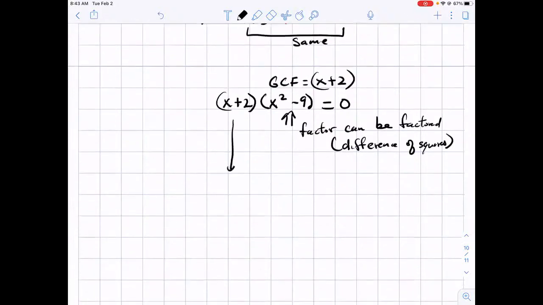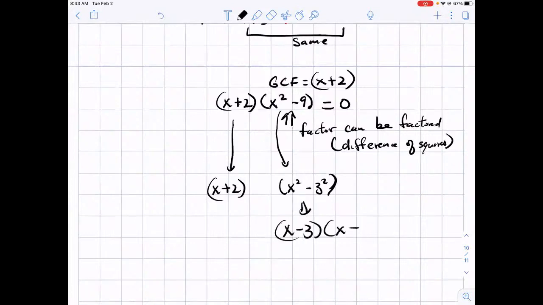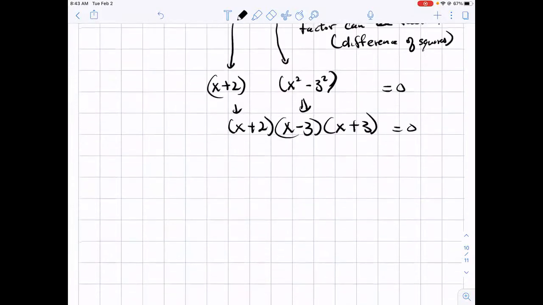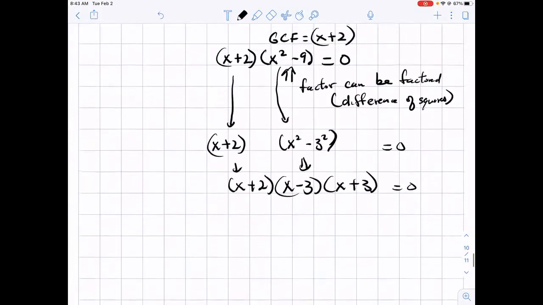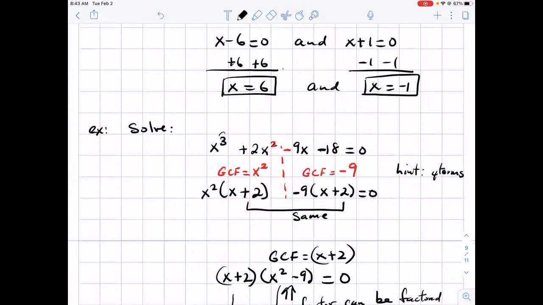So this comes down, x plus 2, but this one here becomes x squared minus 3 squared, which is x minus 3 times x plus 3. And don't forget, this one here still has x plus 2. So now we have 3 factors, and this is what I'm saying: the degree, the power, gives a hint of the maximum number of factors you will have.